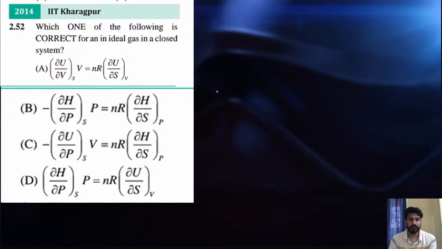2014 IIT Kharagpur question. Which one of the following is correct for an ideal gas in a closed system? In a closed system. Read the question, please, and tell me which one is correct for it.